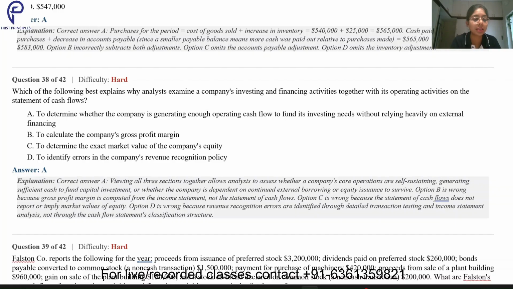Now let's see why B, C and D are incorrect. B, to calculate the company's gross profit margin. Is that what we use cash flow for? No, we prepare the income statement to understand the gross profit margin. Option C, to determine the exact market value of the company's equity. Do we calculate this from this? No. Why? Because the market value of the equity cannot be determined with the help of the statement of cash flows. Option D, to identify the errors in the company's revenue recognition policy. Is this option correct? No. Why? Because we cannot identify the errors in revenue recognition policy with the help of this particular statement.